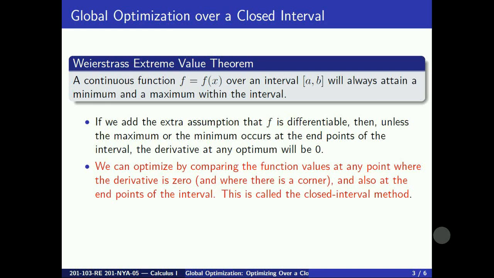So recall that values of x where the derivative is 0 or where there is a corner are called critical numbers. So to optimize, we are going to evaluate the function at the critical numbers and at the endpoints and choose those x values with the smallest and the largest function values. You might now wonder why we need continuity in the assumption of the theorem and why we need a closed interval. Let's consider cases where the conclusion of the theorem would not hold if one of those assumptions is not met.